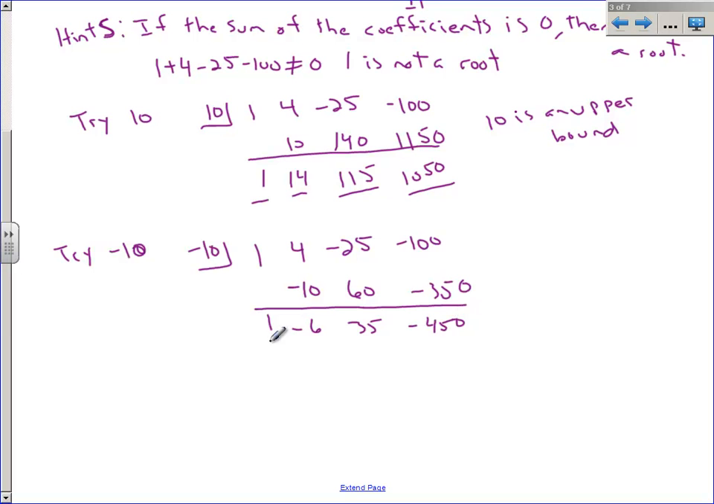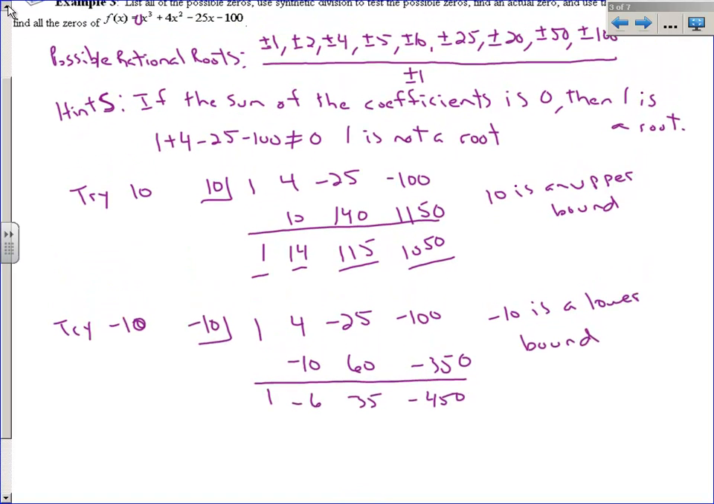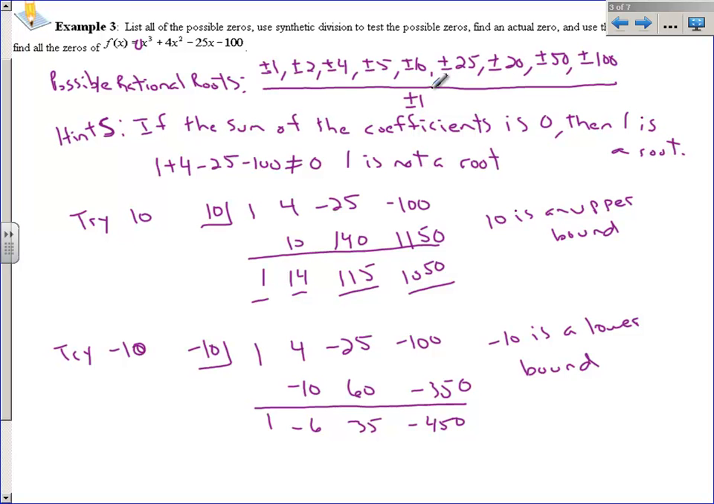Take a look at this. Positive, negative, positive, negative. If that happens, then you have found a lower bound. So that means don't try any number smaller than that. So these are just hints on what to try. So we're even breaking it down further. So now we can go back up and see that we're not going to try any number bigger than 10 or less than negative 10. So we have now narrowed it down to a lot more.